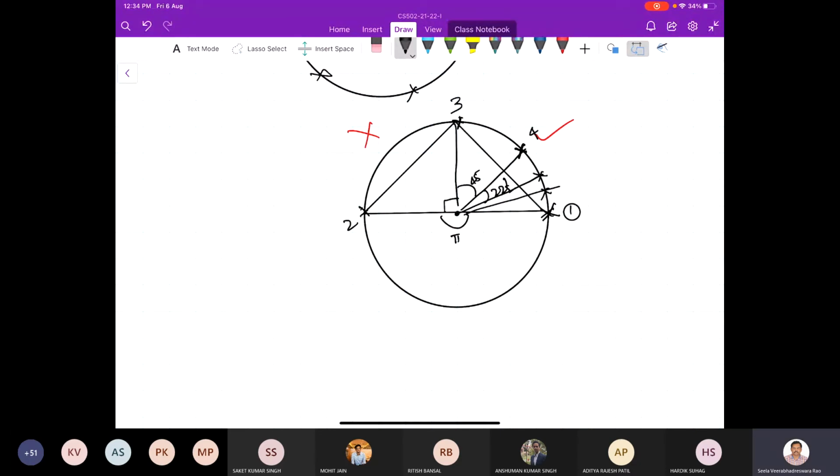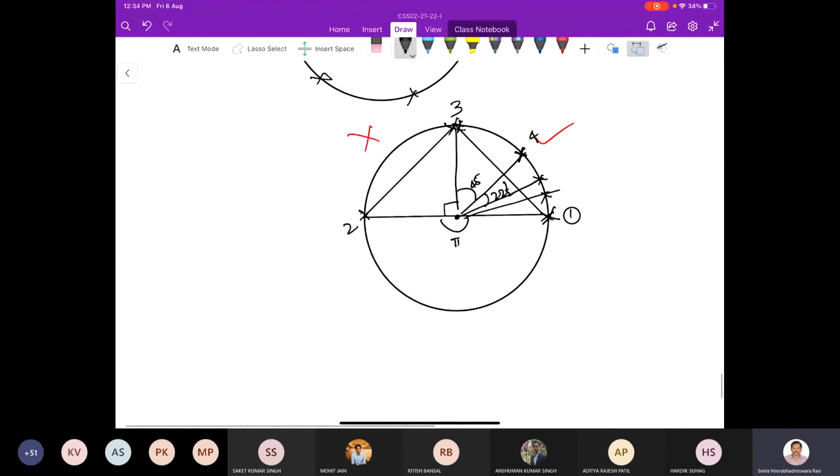Yeah, we are keeping this one. This is the highest point, or furthest point, from the line 1, 2, and this point 4 is the furthest from line 1, 3. So we are using that idea to place this one. Any questions here?